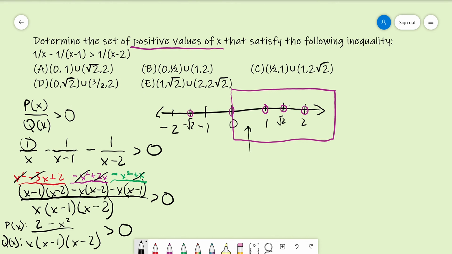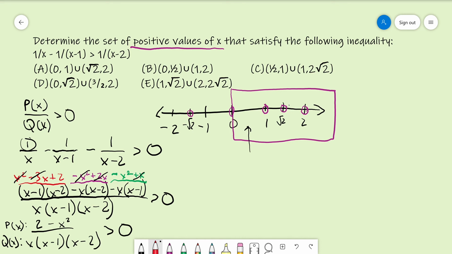Well, if we take a number between 0 and 1, for example 1/2, and it doesn't matter which number we choose, what do we get? Well, the numerator, now we're going to look at our inequality here. 2 minus x squared is going to be positive because, let's say 1/2 squared, that's about a fourth. That is a fourth, and 2 minus a fourth is a positive number.